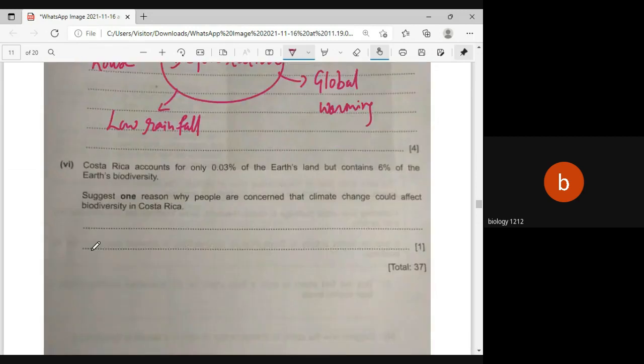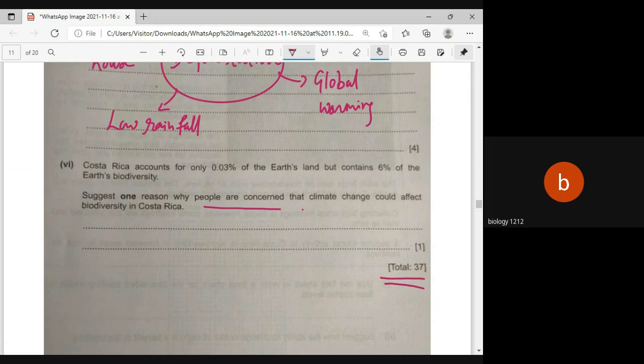The last, I think this will be the last one. And remember, question one is for 37 marks. We'll see in the next session question two from the year October November 2021, paper code 22. Costa Rica accounts for only 0.03 of Earth's land but contains 6% of Earth's biodiversity. Suggest one reason why people are concerned that climate change could affect biodiversity. So, one reason why people are concerned.